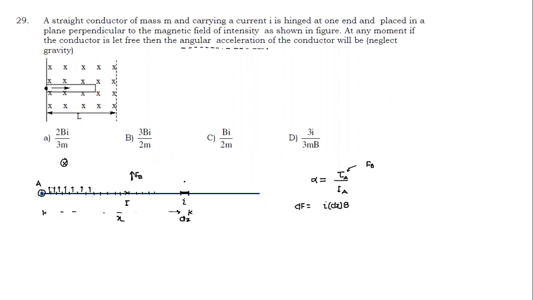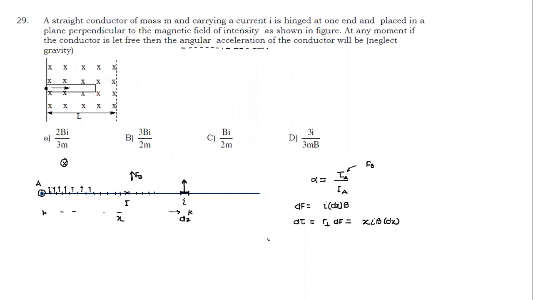This force will create a torque. Torque is equal to perpendicular distance times force. X is the perpendicular distance, so the torque is d tau = x I B dx. That is the torque due to the force acting on a small element. Notice all the torques act in the same direction. Though torque is a vector quantity, they keep adding, so scalar addition itself is equal to vector addition.